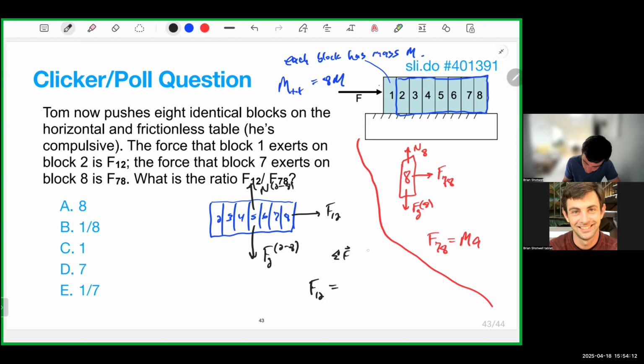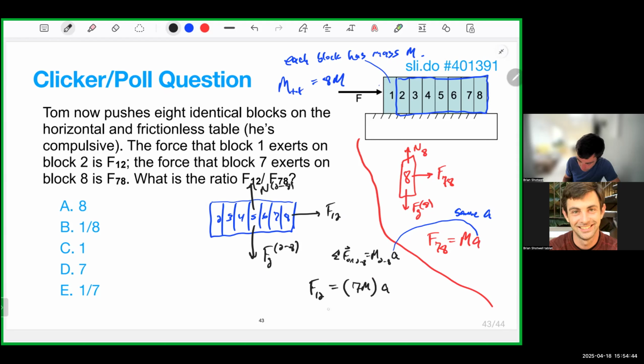The sum of the forces on 2 through 8 is equal to the mass of 2 through 8 times acceleration, and it's the same acceleration, right? This A is the same as this A, because blocks 1 through 8 all have the same acceleration, same A. And that's what's going to be useful to compare our two results here. So the mass of blocks 2 through 8 is 7m, because there's 7 blocks there.